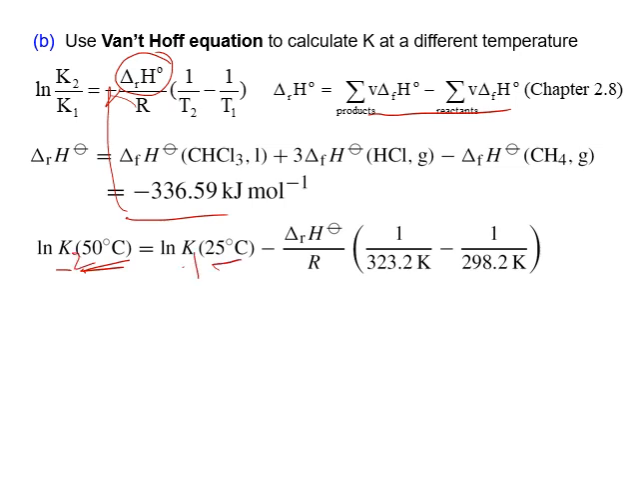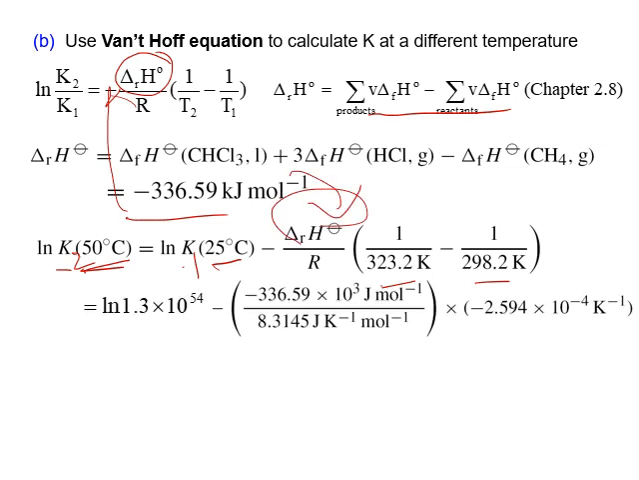And T2, T1, and delta H plugged in. Again, pay attention to the units: kilojoules becomes joules, times 10 to the third power. So you can calculate K2, or K at 50 degrees, which is 3.5 times 10 to the 59 power.